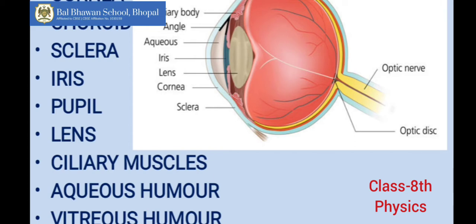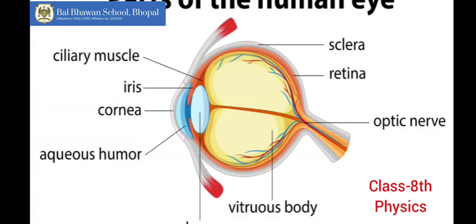There are two kinds of liquids: aqueous humor in the front part of the eye and vitreous humor present at the back of the eye. And the last is the optic nerve, which takes the messages to the brain and links the eye to the brain. Now let us learn all these parts in detail.